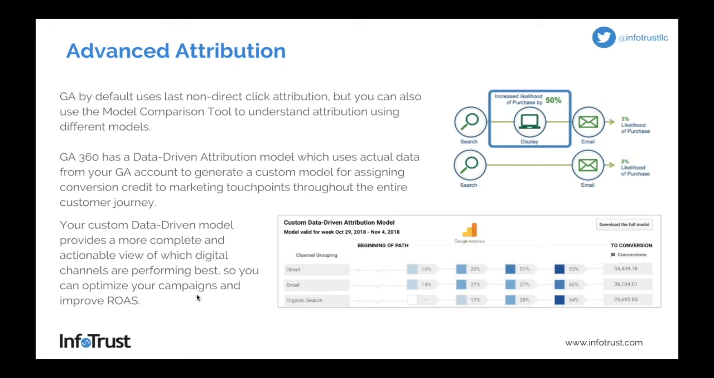So it's pretty complicated. Google does have some good documentation on this if you want to read about specifically how they're doing this. But this will allow you to build a more complete and actionable view of your digital channels so that you can continue to optimize those campaigns and ultimately improve your return on advertising spend. So some really interesting stuff there. Again, if you're interested in learning more about advanced attribution, Google does have some good support docs on that.